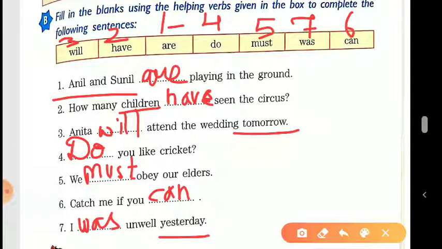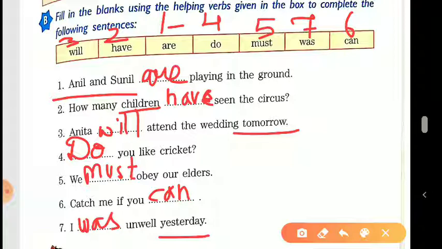Seven, I was unwell yesterday. Now we have used was because it's used with a singular noun or a pronoun. But in past tense, "is" is present tense for singular things, "was" is past tense for singular things. You have to keep this in mind. And the plural of is is are, the plural of was is were, W-E-R-E, were. And always remember, with single I, you always use am, A-M.